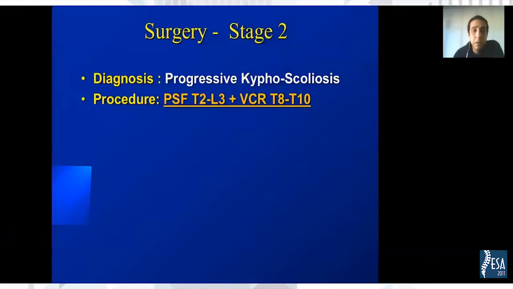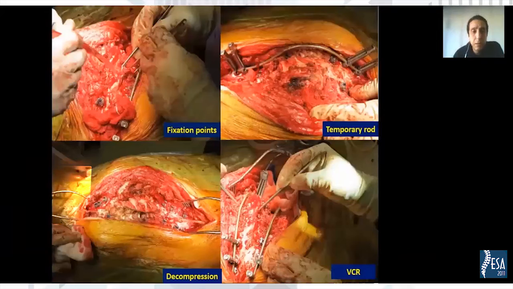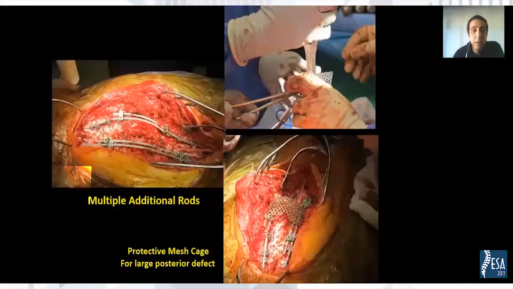So that was a good time to do the final surgery, which was a T2 to L3 VCR at T8 to T10. For patient positioning, you can use the halo intra-op as well, but you only use 50% of your pre-op traction to avoid too much tension in the neural elements during surgery. And this is just the surgery. You have to get your fixation points, use a temporary rod, then do the decompression for the VCR and start correcting the curve, correcting the deformity.